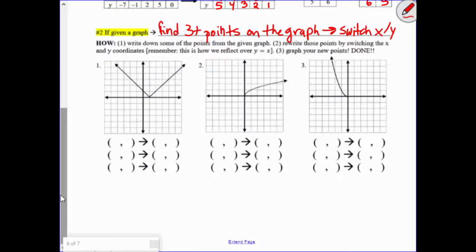Yes. If it's on the axis, wouldn't it just be the same point? It depends on where on the axis. It would only be the same point if both the x and the y are the same number.